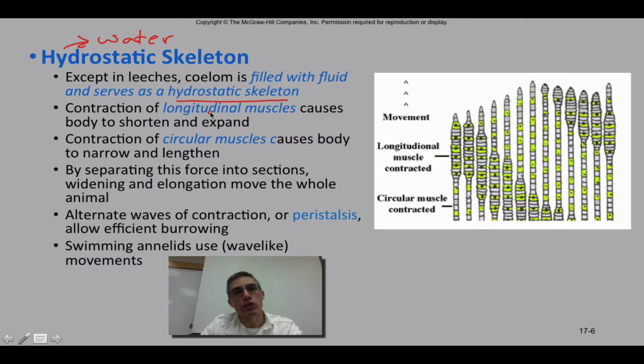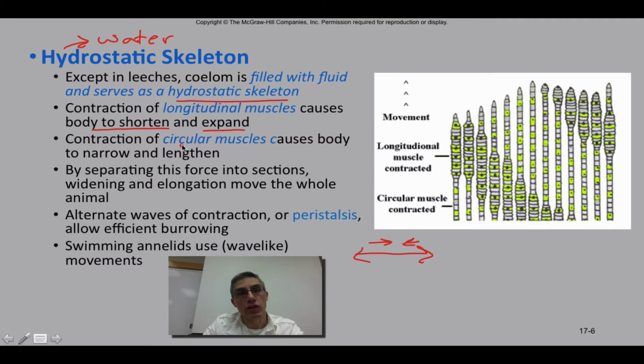So we had said that there were two different types of muscles. We had longitudinal and we had circular. Any contraction of longitudinal muscles in these animals is going to cause the body to shorten and definitely expand. And so when you have longitudinal muscles that actually run the length of the worm, when they contract, it causes that worm to actually shrink up.